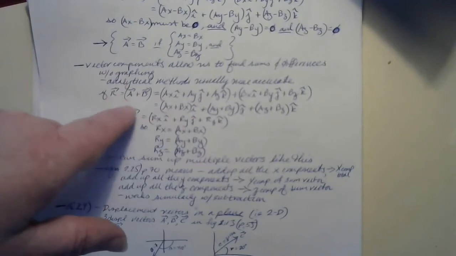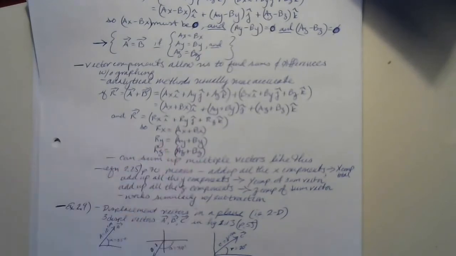Same with the y. We were only adding 2 vectors here, A and B, so the y component of the resultant was the y component of A plus the y component of B. But if you had vectors C and D and E and so on that you were trying to add in, you would just add in those y components also for the y component of the result. And the same for the z direction.